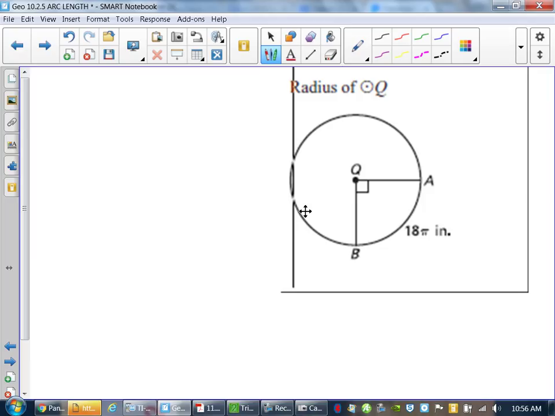The top one, because there's an R in it. So the first thing you would do is write it out. Arc length is central angle over 360 times 2 pi r. We know 2 of those 3 values. We know that the given arc length is 18 pi. We know our central angle is 90.